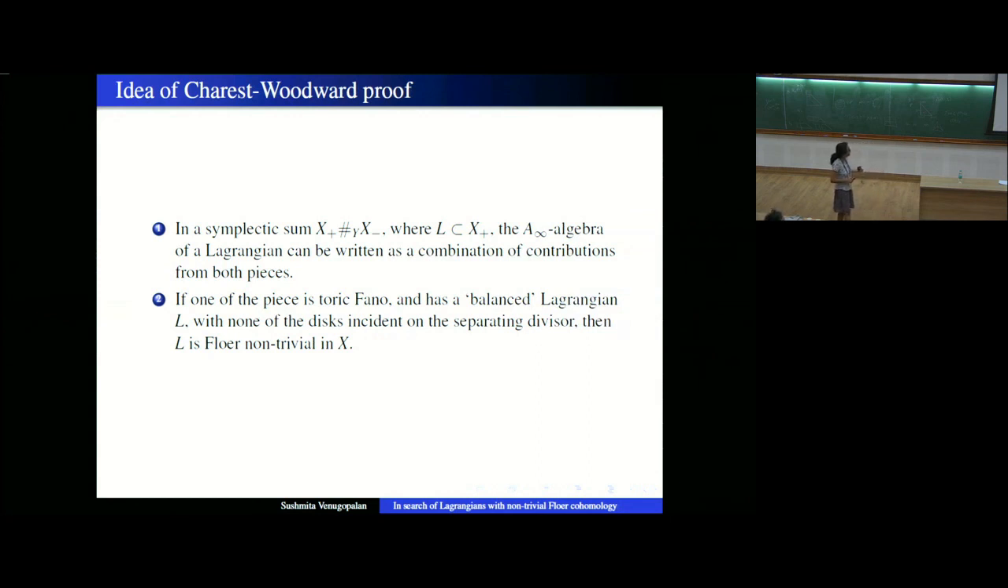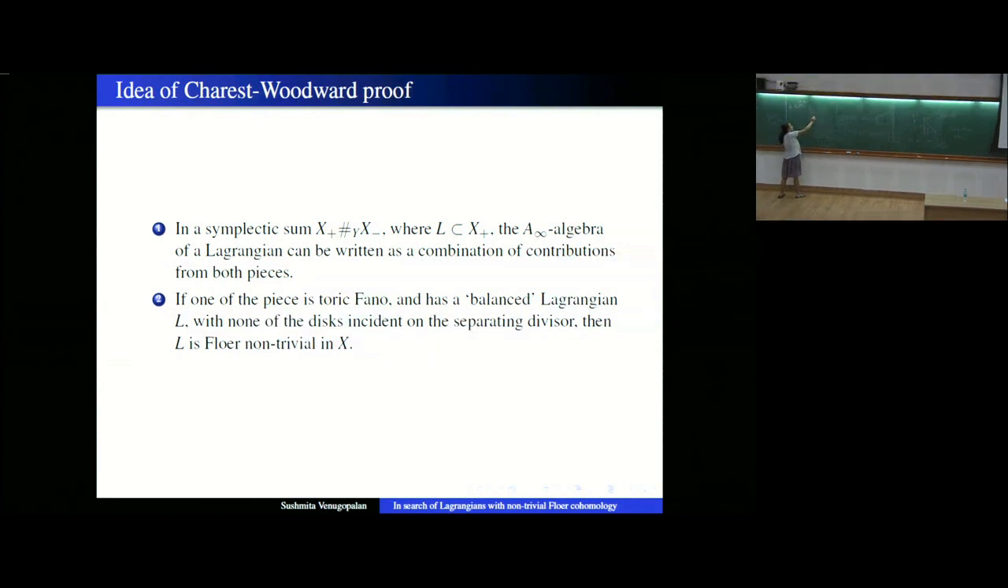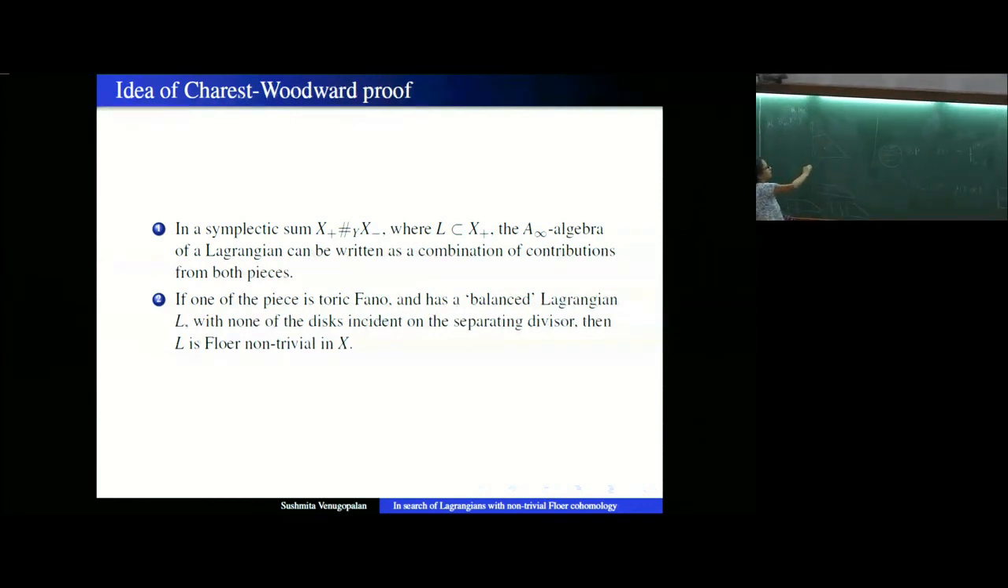So if you have a symplectic sum, the infinity algebra of a Lagrangian can be written as a combination of contributions coming from both the pieces. And if one of the pieces is toric Fano and has a balanced Lagrangian with none of the balancing disks incident on the separating divisor, then the Lagrangian is Floer non-trivial on all of X. So that's the kind of sense I was trying to convey. If this is your separating divisor, but this is far away from the balancing disk, it doesn't interfere with the balancing disk, then I have Floer non-triviality on all of the manifold.